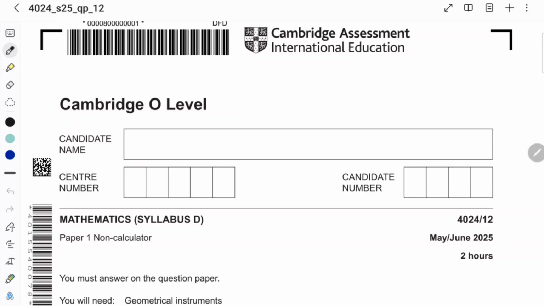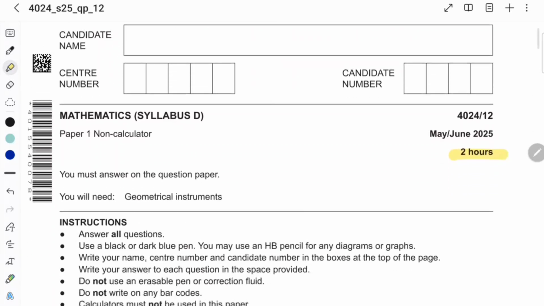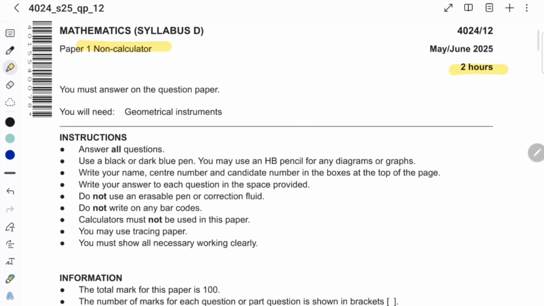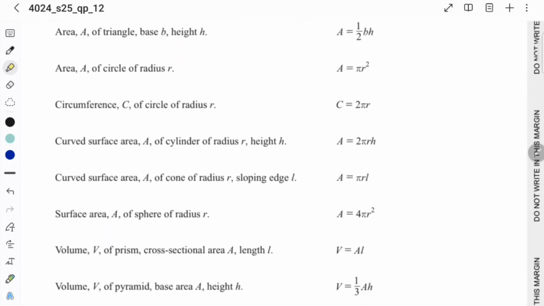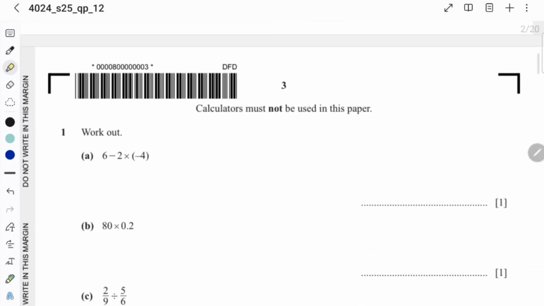So this is a 2 hour paper, and it is a non-calculator paper. Formula sheet will be given and the marks are 100. Okay, let's begin. Question number 1.